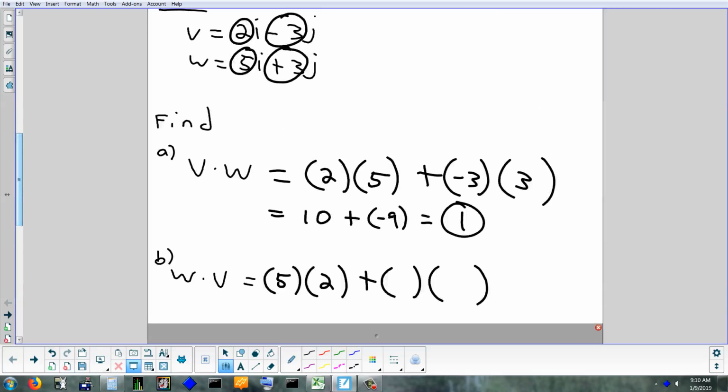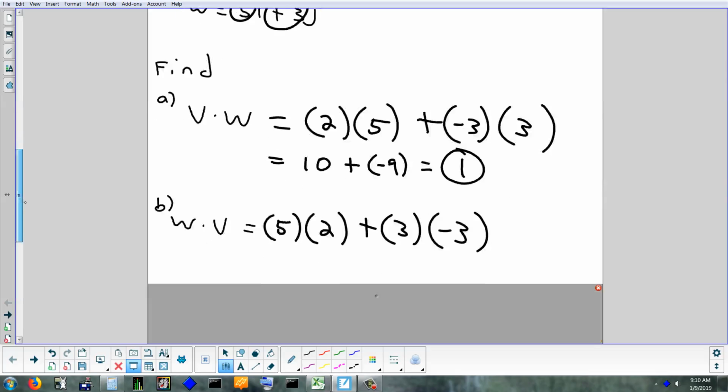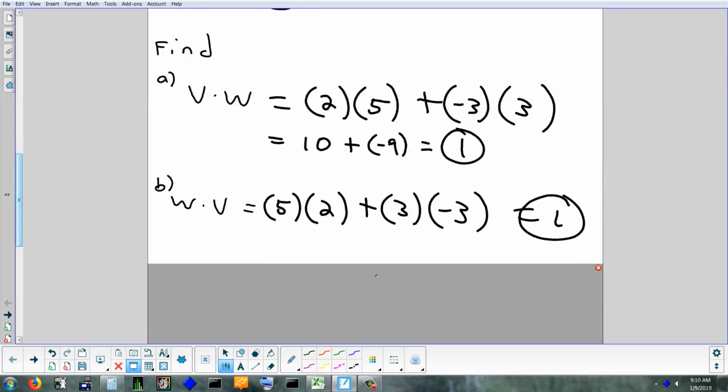So Joe just said we're going to start out with 5 times 2. He's right because you're starting with W first and then V. So W is 5, V is 2. What number would go in the first parenthesis here? 3 and -3. But what's 5 times 2? 10. And 3 times -3 is -9. It's still -9. So the answer here is still 1.